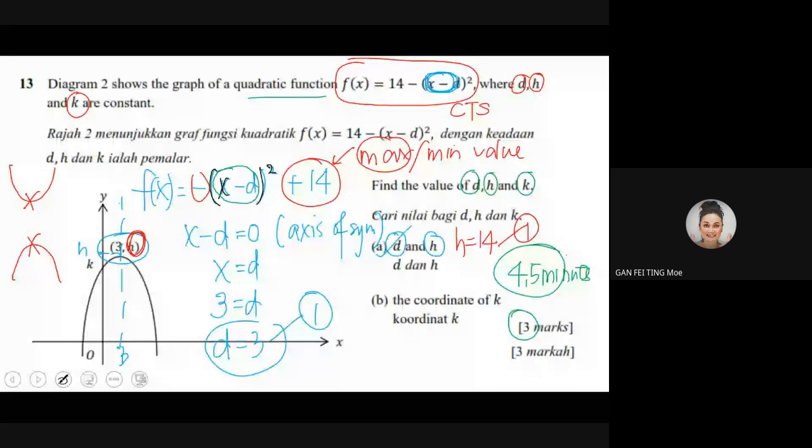It's very simple, right? So please make sure that you master your CTS, because normally this kind of question is there to help students obtain marks. This kind of question will normally appear. If you don't get it this year, then it's your luck.